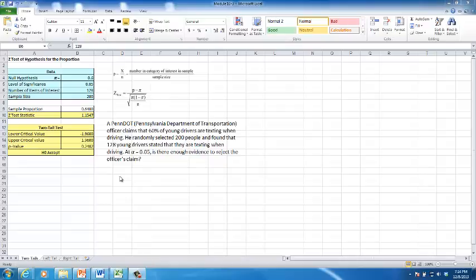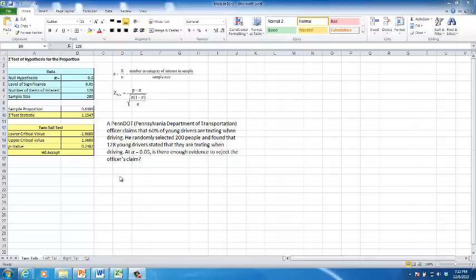Hypothesis testing for proportion. Now this time a PennDOT officer claims that 60% of young drivers are texting when driving. So in order to prove his claim, he selected 200 young people and asks them if they text when they drive, and out of these 200, 128 say yes, they are texting when driving. So is this enough evidence to support his claim?